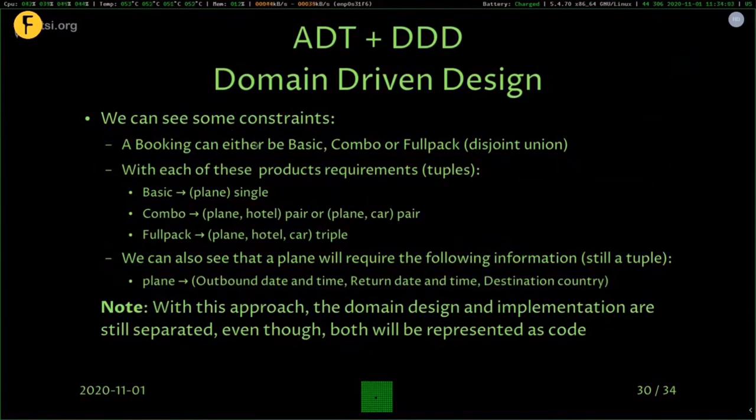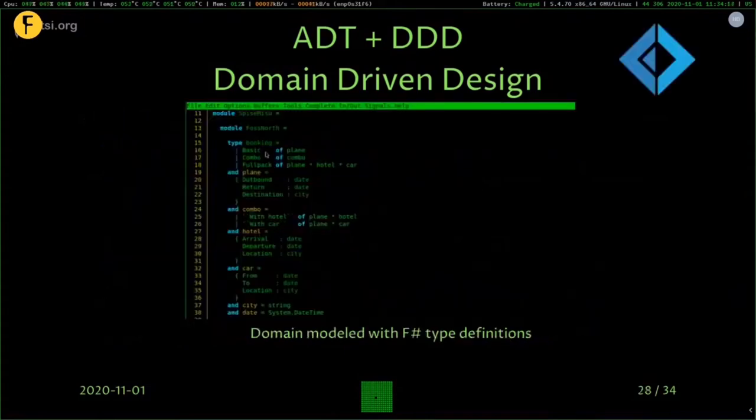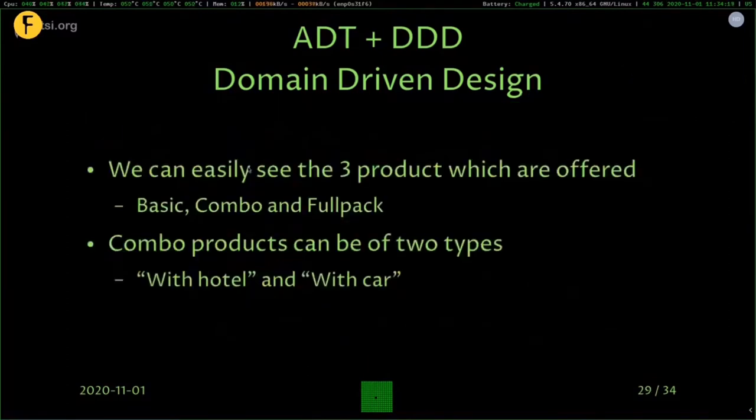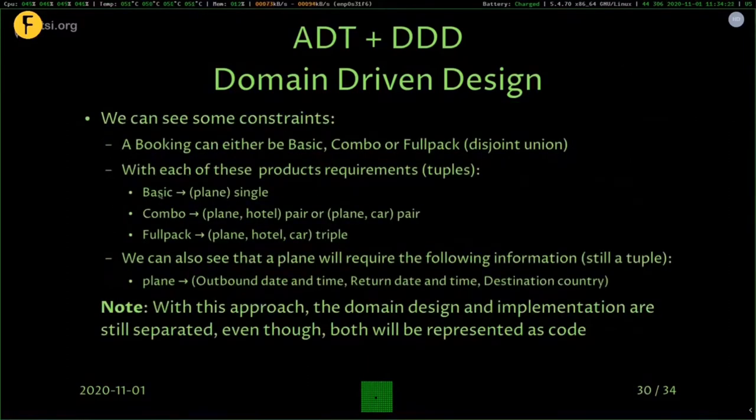So in order for us to choose which kind of product or booking we want to do, we have to go into this union and say, well, is it a full pack, or do we want the three things? If we provide the three things, it's a full pack, right? And we know that for the basic one, we need to provide a plane. That's just a single element, which is pretty simple. But if we go for the combo, we can either provide this pair or those two parameters, which is the plane and the hotel, or the plane and the car. And if we don't do this, we cannot instantiate this type of object. And the same goes for the full pack.